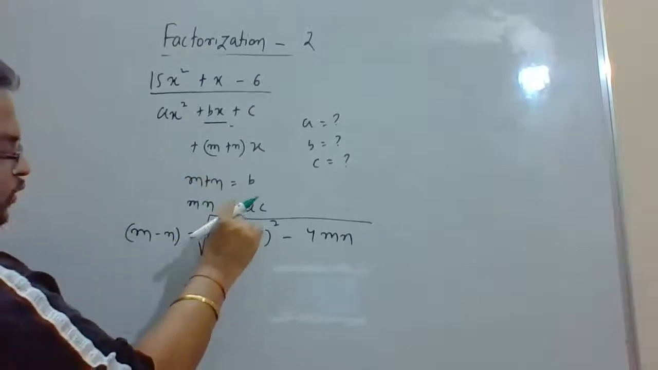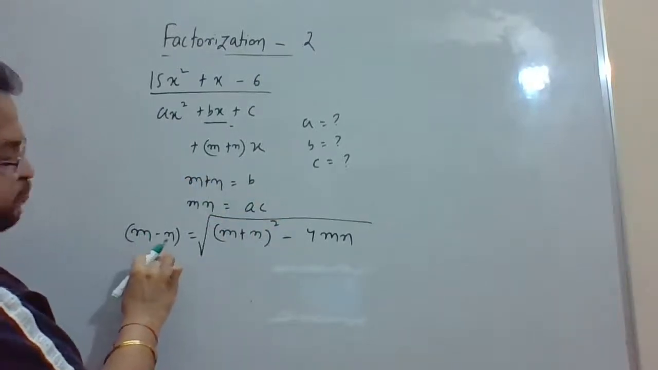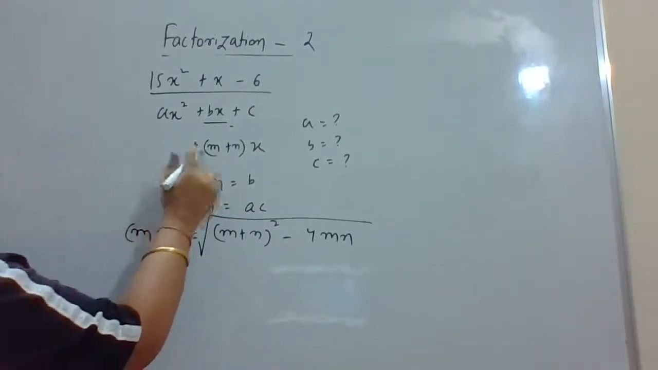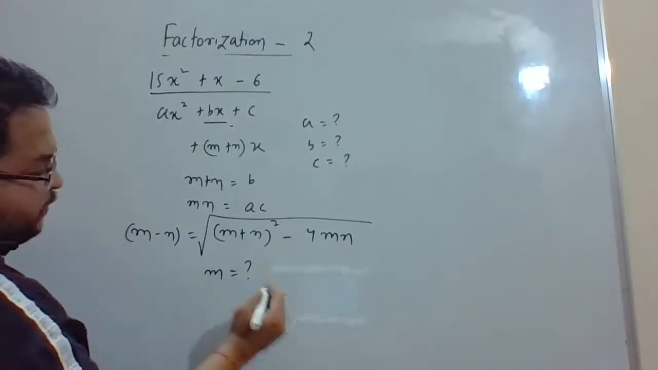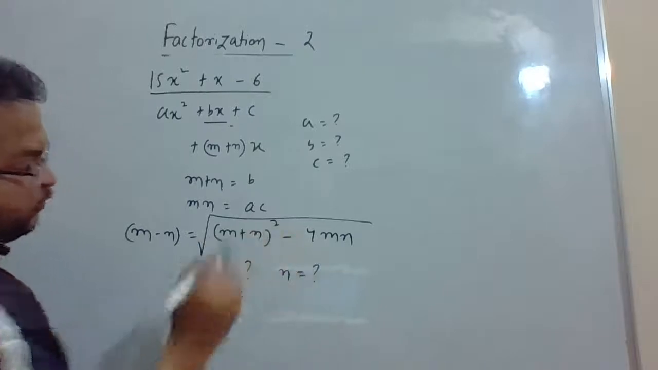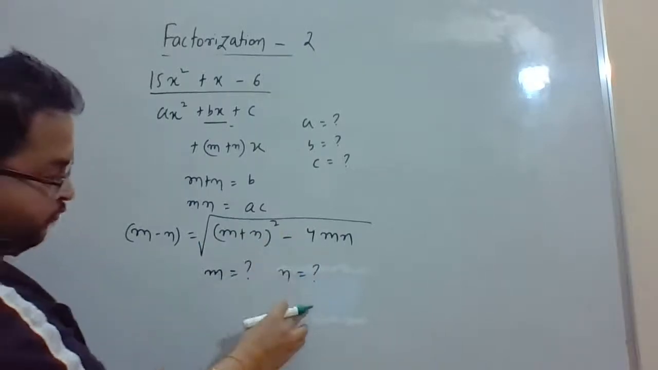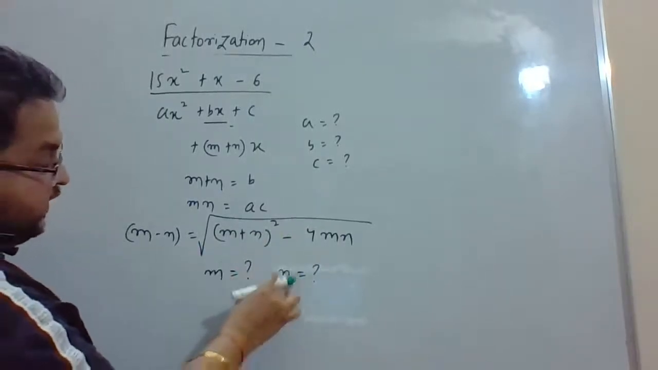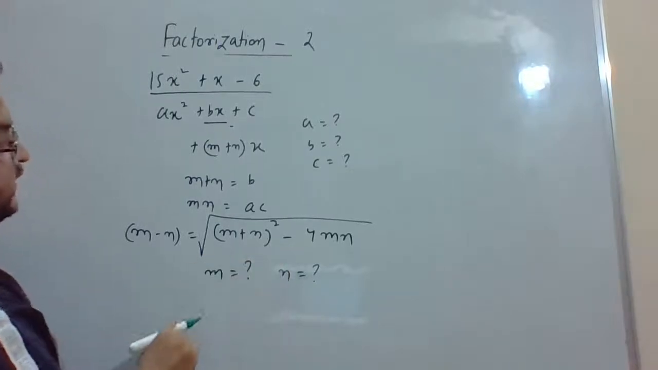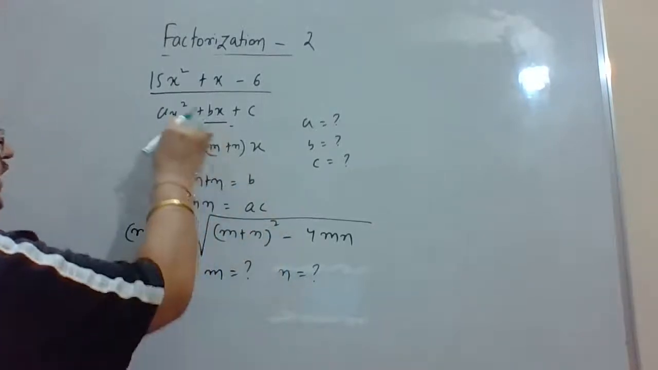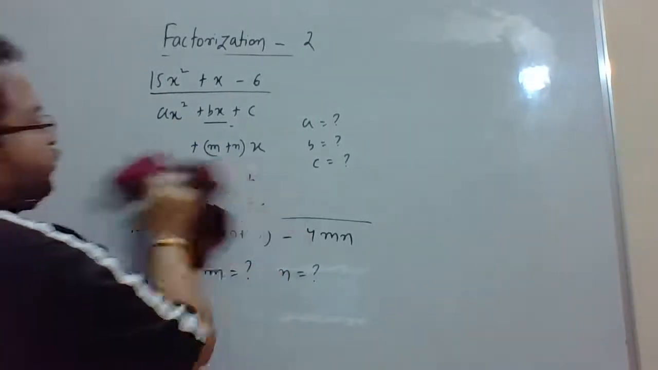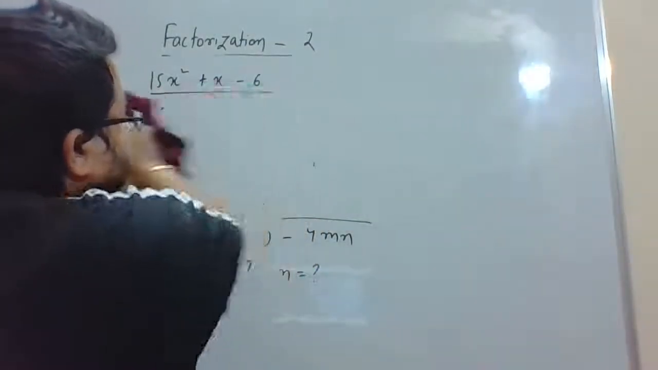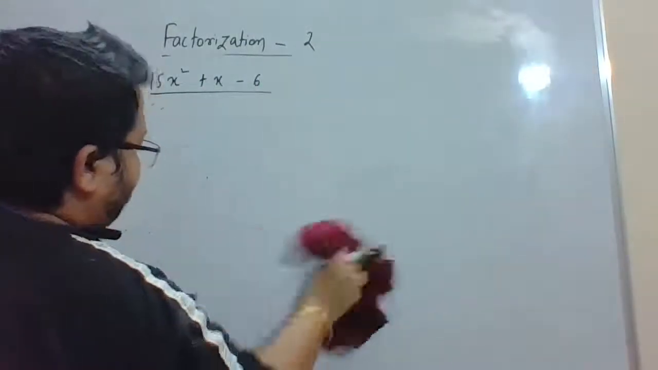Now obviously we find m minus n, and if you know m plus n and m minus n, you can find out m and n. Once you have found m and n, you can put them back in the original equation, rewrite, and solve it. So let's see practically how we should solve it.